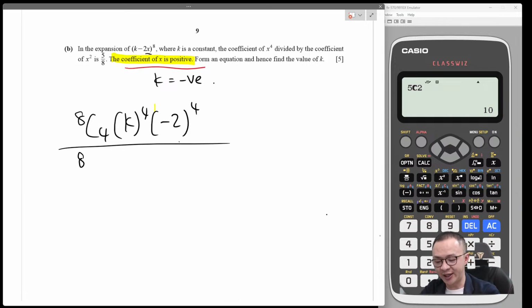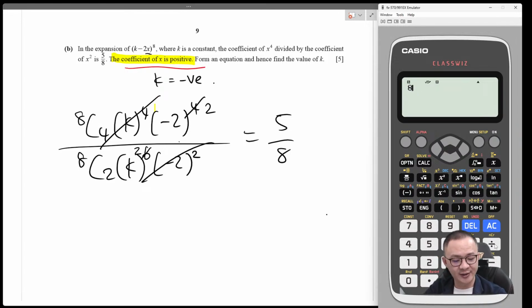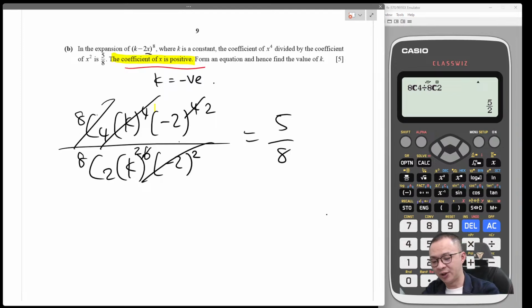Okay, cool. I want to get the coefficient of x power of 2. X power of 2 is 8c2, basically. So this is k power of 6, -2 power of 2 equals to 5 over 8. I just need to solve this thing, basically. K power of 4 and k power of 6 I solve, I still got 2 here. This one and this one I solve, I still got 2 on the top. For 8c4 divided by 8c2, I still get 5 over 2. So this one give me 5, this one give me 2.